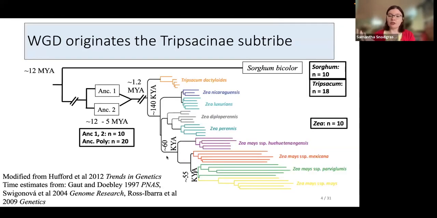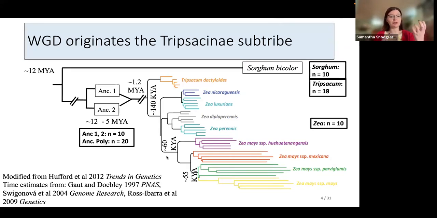And so you might be asking yourself, why are we talking about polyploidy in a Zea evolution talk, right? And that's because the Tripsacinae subtribe, which is the subtribe that includes the genus Tripsacum and Zea, actually originated from a whole genome duplication event. So about 12 million years ago, sorghum diverged from what would eventually become the Tripsacinae. There were these two ancient ancestral species. They're now extinct. There's been a lot of work to figure out what they are, but for here, I'm just calling them ancestor 1 and 2. They hybridized.